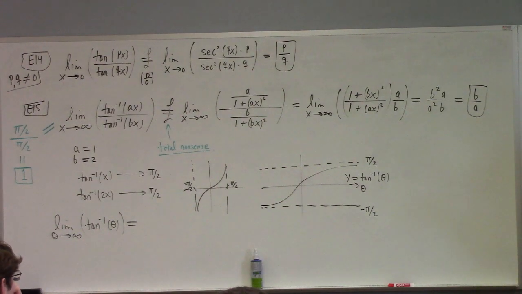So just because we have L'Hopital's rule doesn't mean that we have to use it. We have to use it wisely. We have to use it where it applies. It applies to limits of type 0 over 0 or infinity over infinity. Not just anything.